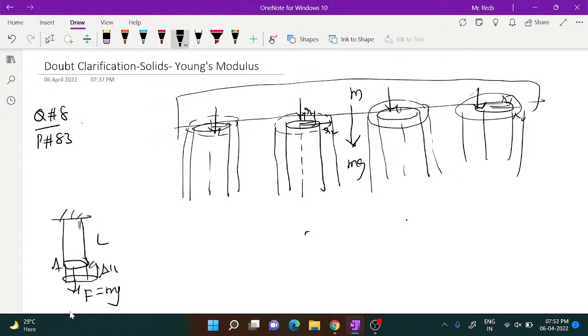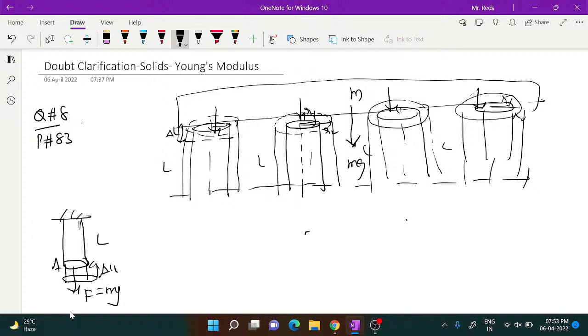But here these edges are fixed. These are fixed ones like this. So the force is acting in the downward direction, so the length will decrease. Now we all have the length L. Now the length will decrease by a small amount, a very small amount, not that observable. Let us say that is delta L, right?